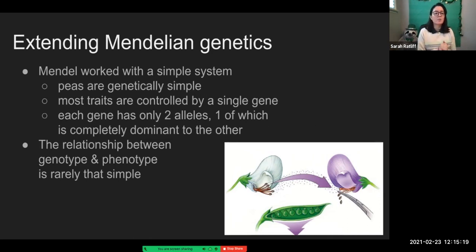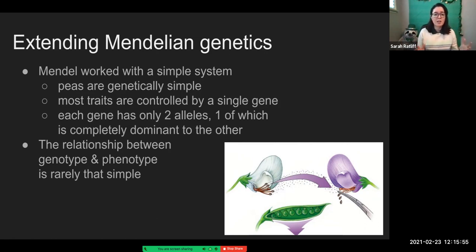What he did is he worked with a fairly simple system, an organism, those pea plants. When we're talking about genetics, pea plants are actually pretty simple. Most of their traits are controlled by a single gene. So, the flower color was either big P or little p. Just that one gene controlled the flower color, and each of those genes only had two alleles. One happened to be completely dominant over the other. It was an example of complete dominance.